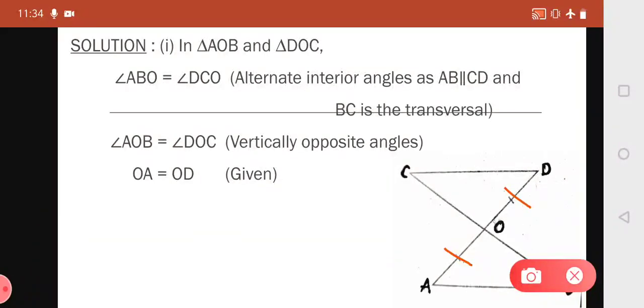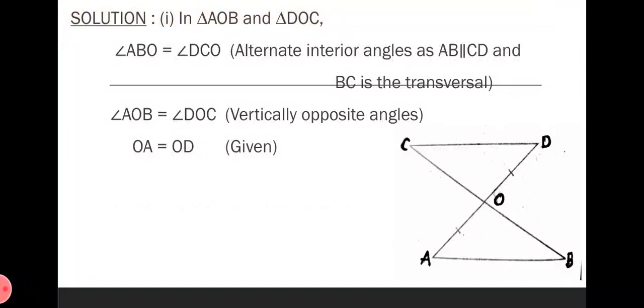So three things we found equal: these two angles as the alternate interior angles, these vertically opposite angles, and these two sides are already given equal. Therefore, according to AAS congruence rule, triangle AOB is congruent to triangle DOC.